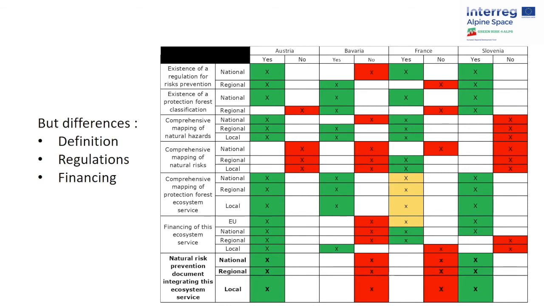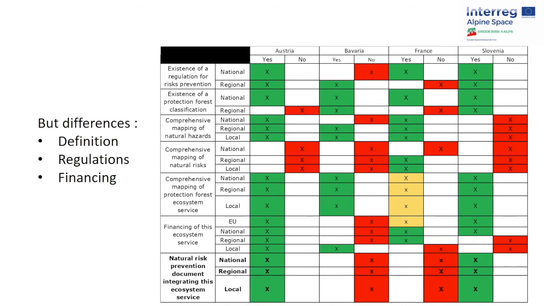So within the GreenRisk4ALPs project, we are making a comparison of the different policies and regulations in the alpine space. So here are the first results for 4 of the 6 alpine countries. There are some differences for sure about the definition of protective and/or protection forest, because the two terms are used. There are differences in the regulation and the way of financing.